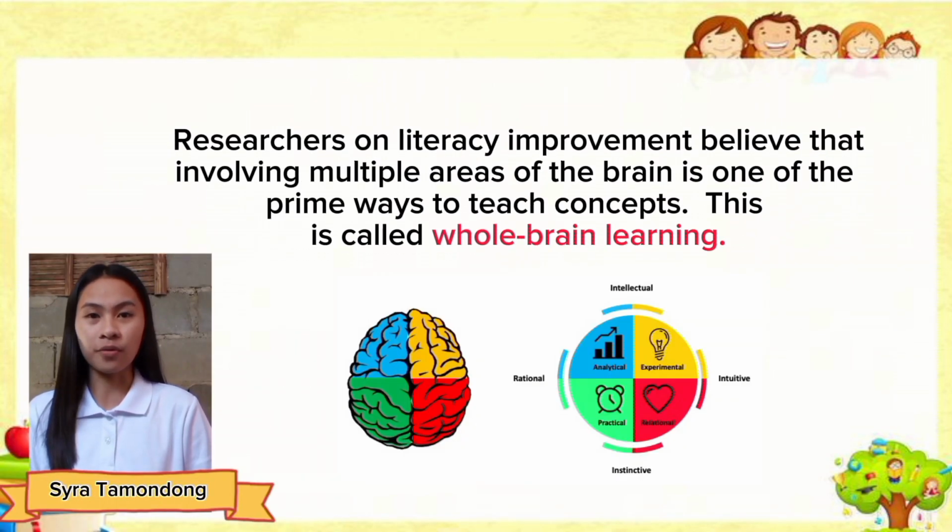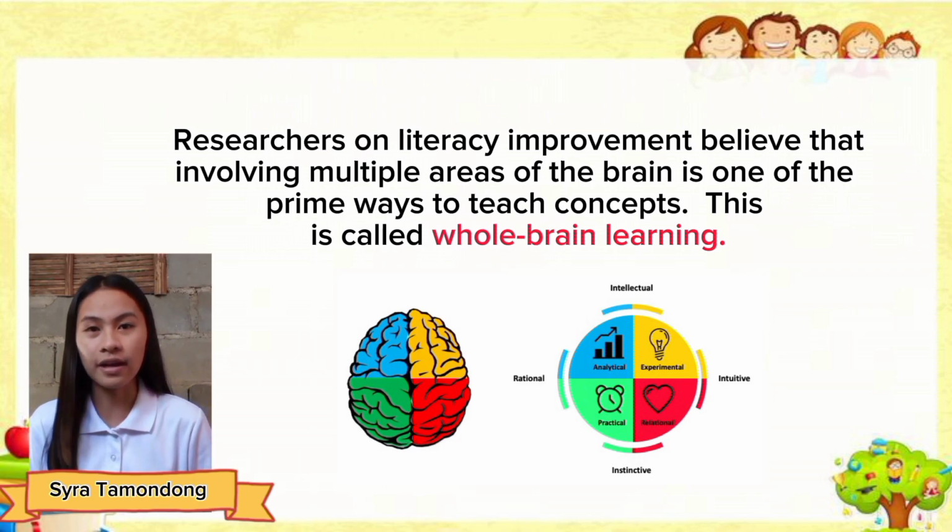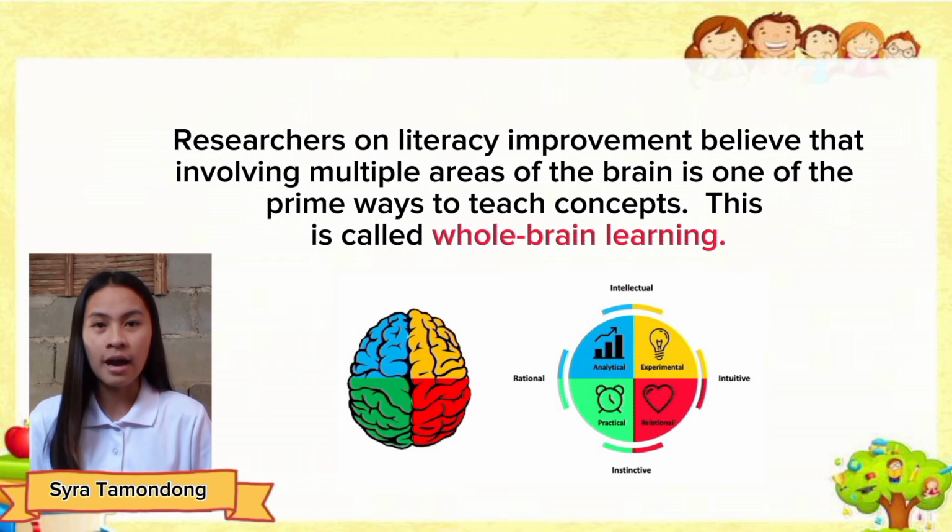Researchers on literacy improvement believe that involving multiple areas of the brain is one of the prime ways to teach concepts. This is called whole brain learning. It means that learners won't just use the left and right part of their brain, but the four quadrants of it are used when understanding a certain concept. It is also a very effective way to use in teaching in order to get the attention of the learner and also to keep them focused.